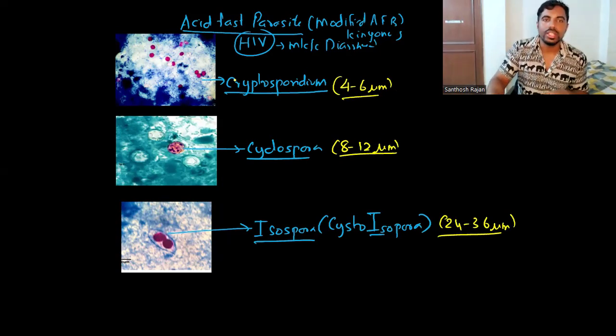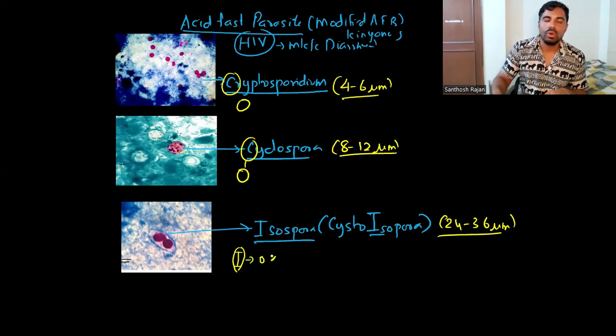Or look at the shape. Cryptosporidium is round, so round shape. Here also Cyclospora, so round shape. I is Isospora. If you make it like this, it becomes oval, no? So oval shape, with two oocysts inside. You see two oocysts. This is Isospora.